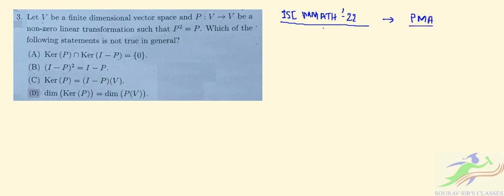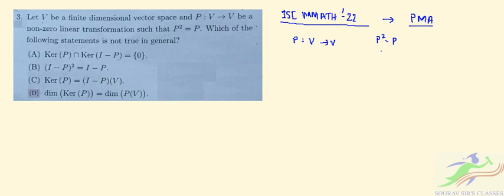So question 3: let V be a finite dimensional vector space and P, V mapping onto V, be a non-zero linear transformation such that P square equal to P. Which of the following statements is not true in general? Again, you have to find out which one is not true.